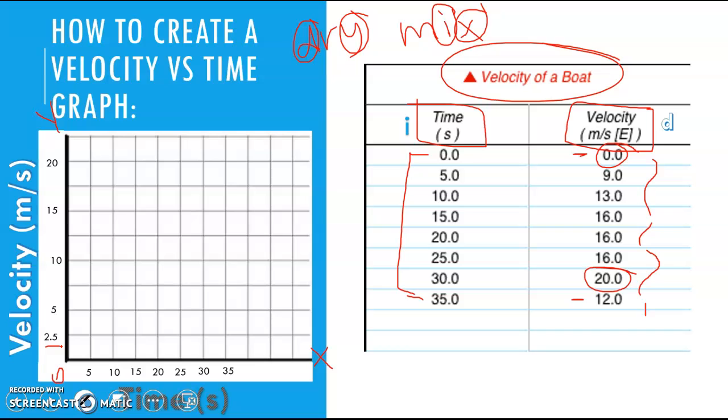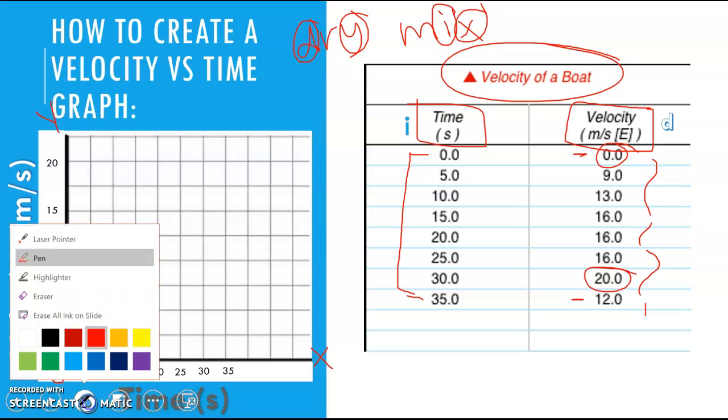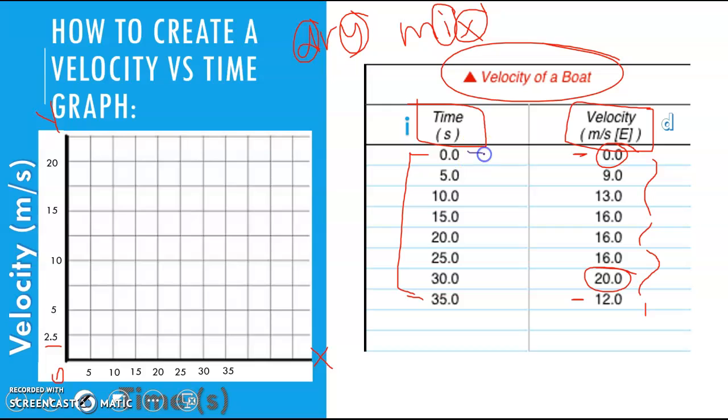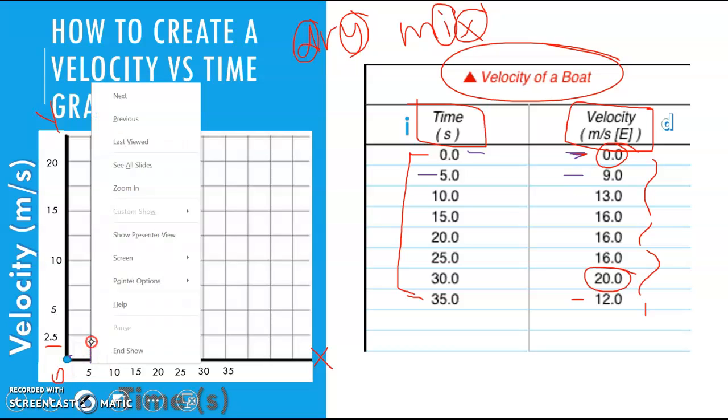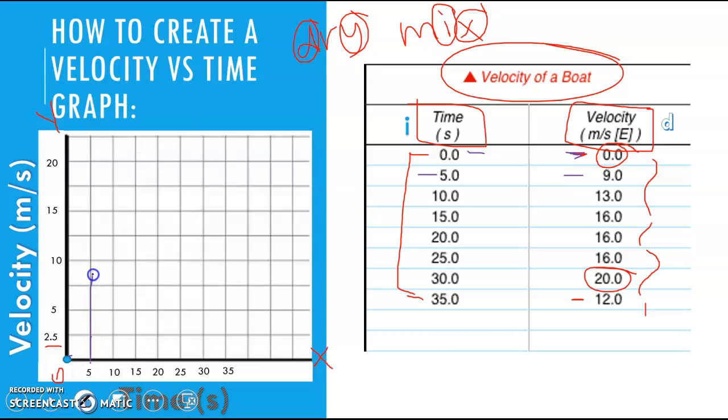All right, now we can just plot the points. At time 0, our boat is at a stop. It's at 0. So that would be down here. At 5 seconds, our boat is going 9 meters per second. So about right there. At 10 seconds, our boat is going 13 meters per second. So at 10 seconds, we're going to go all the way up to about 13. So right up there.